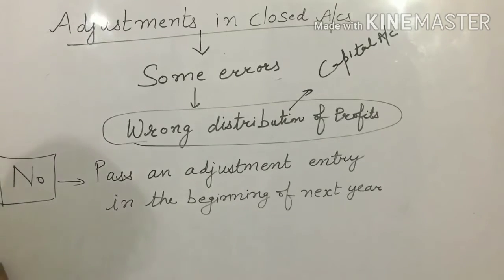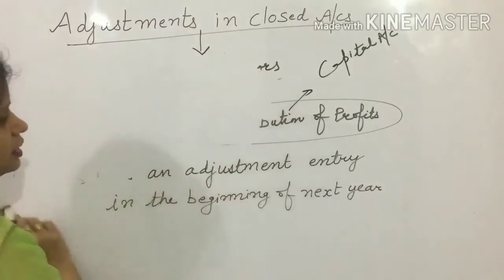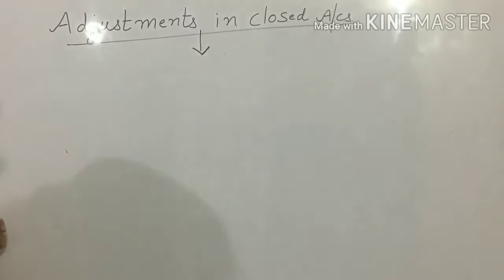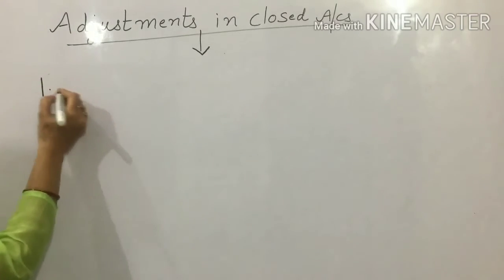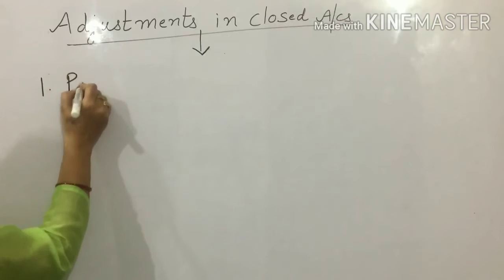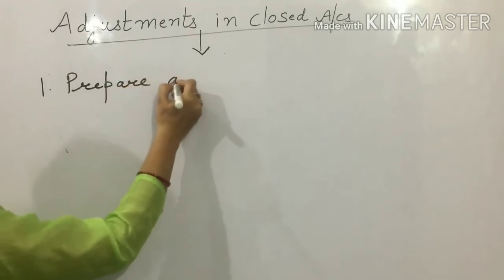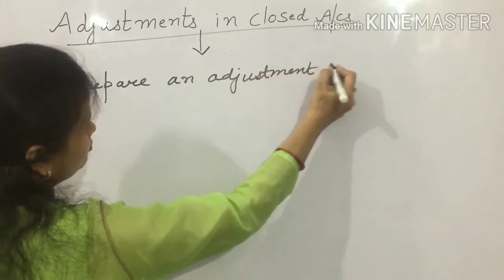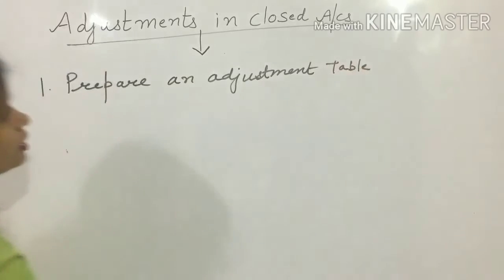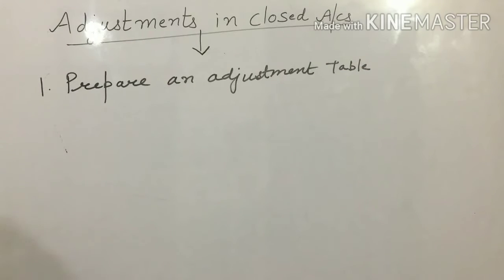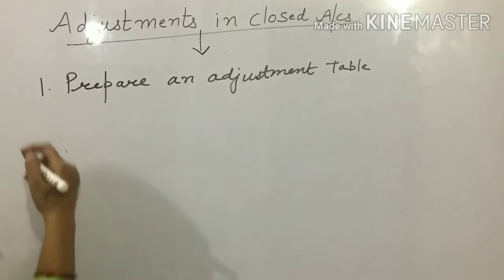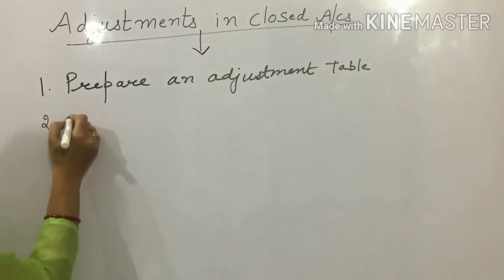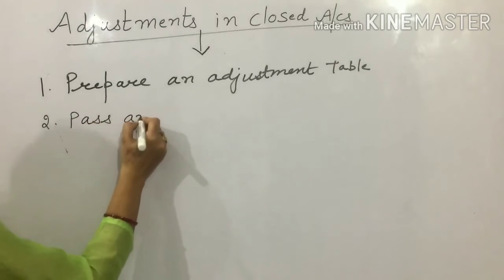Now what procedure we will follow for making this rectification? Two steps will be there. Number one, we will prepare an adjustment table to calculate in the adjustment entry which partner is to be credited and which partner is to be debited and with what amount. And second, we will pass an adjustment entry.